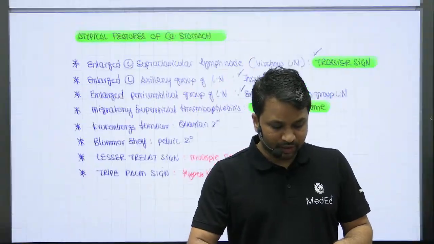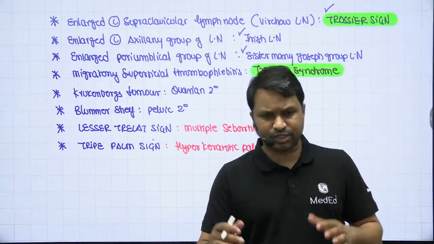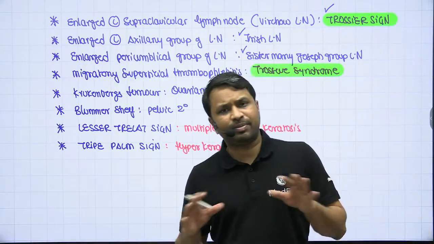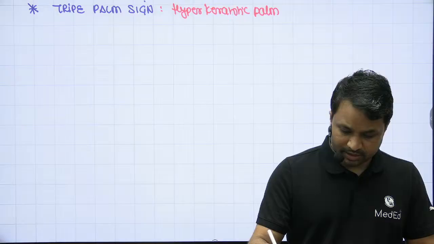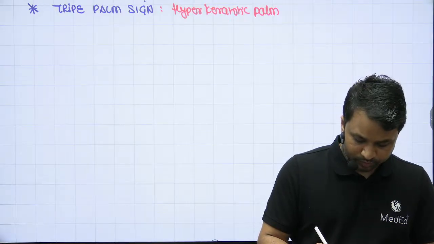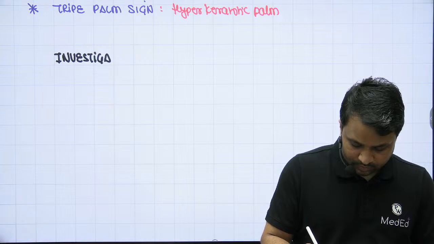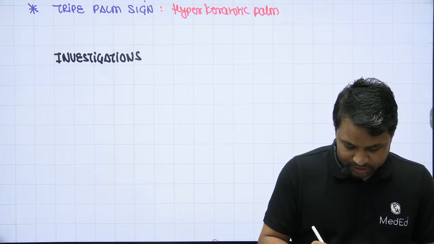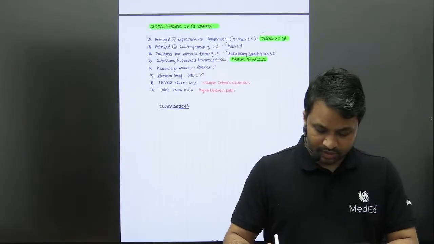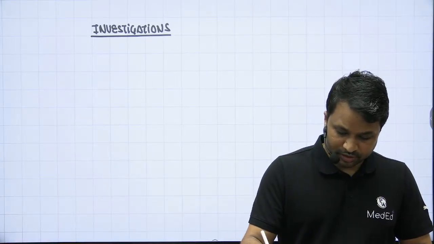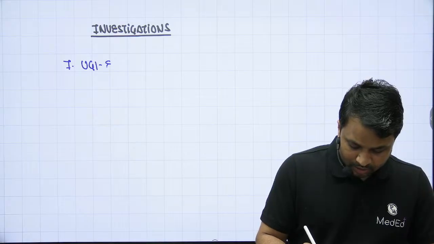Now, whenever you have a patient who has presented with CA stomach, I would like to evaluate. Obviously, when you have features of upper GI bleed, any patient with upper GI bleed, you have to evaluate it. So in terms of investigation, what are the investigations that we can do? The first investigation would be your upper GI endoscopy.